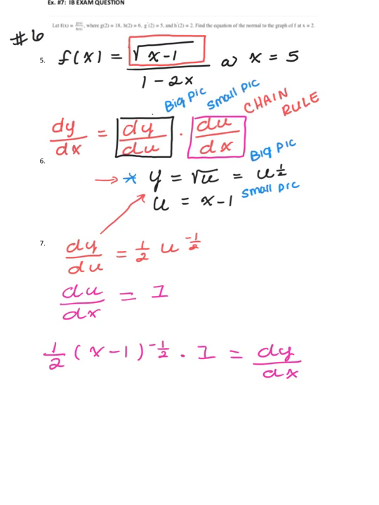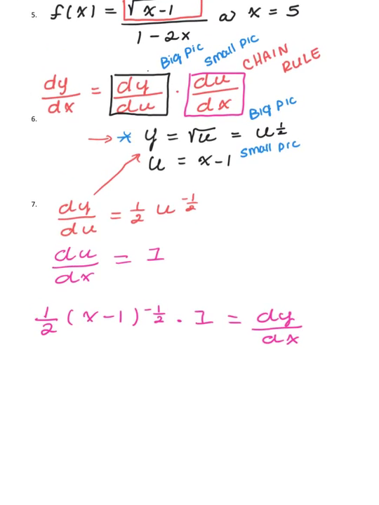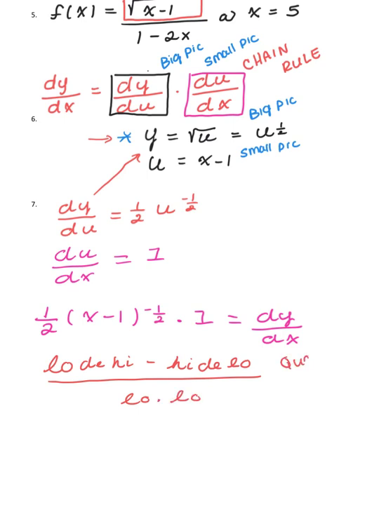Now, in order to find the derivative of a quotient, you have to use quotient rule, okay? So quotient rule says low d high minus high d low all over low low. I went over that before you left. So we're going to apply that rule. Low d high minus high d low all over low times low. That's our quotient rule.